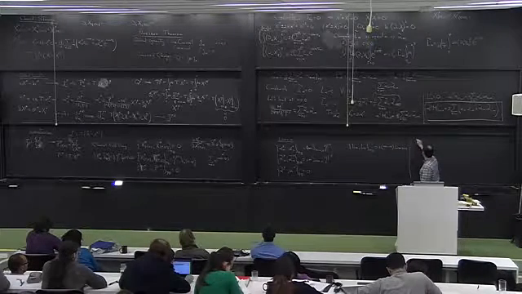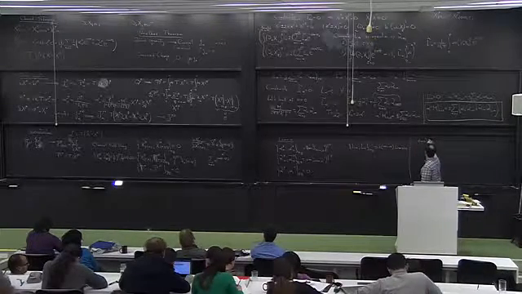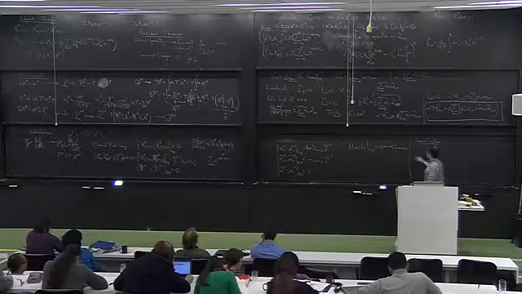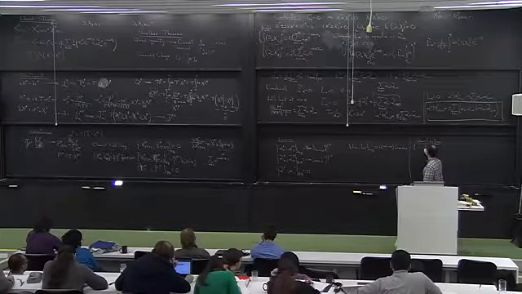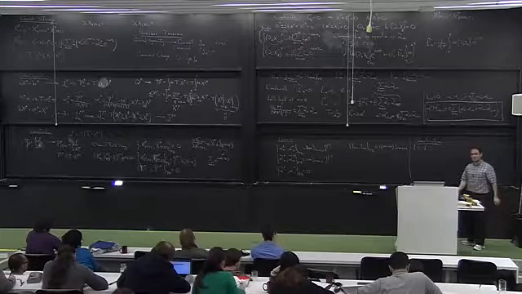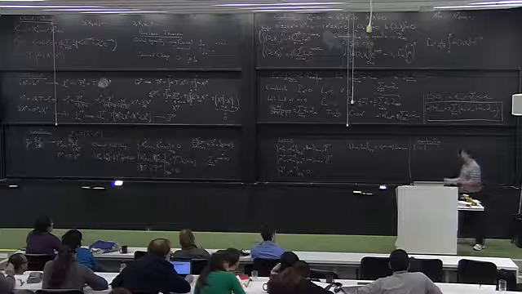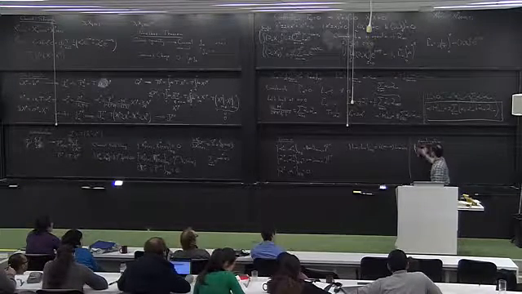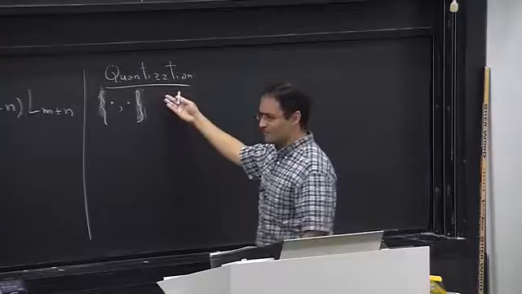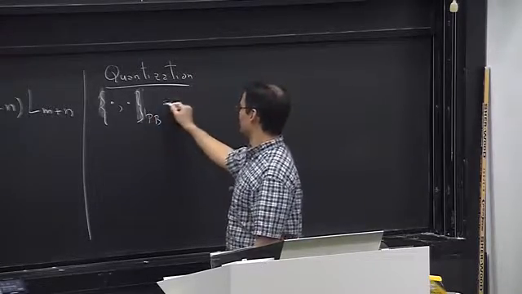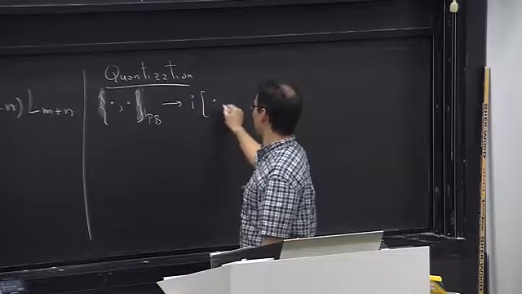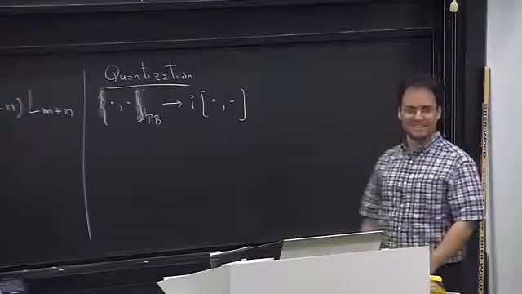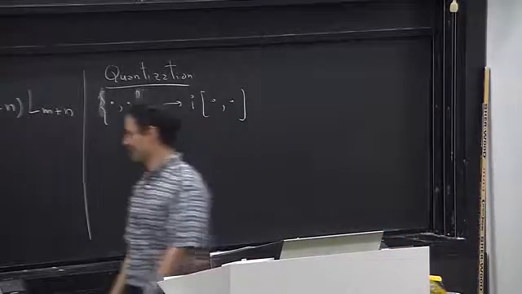Well, now let's do our quantization. Of course, Rob Specken will be very upset, but that's what everybody does. We take our Poisson brackets. Every time we see one, we replace it by a commutator. And we interpret these things as operators. That's our quantization of the system.